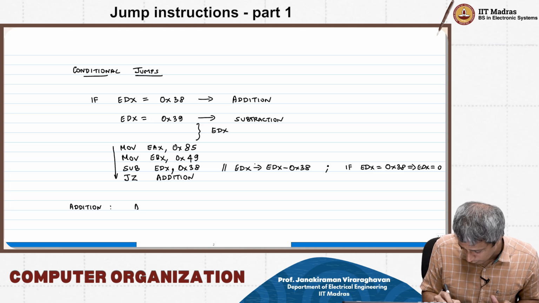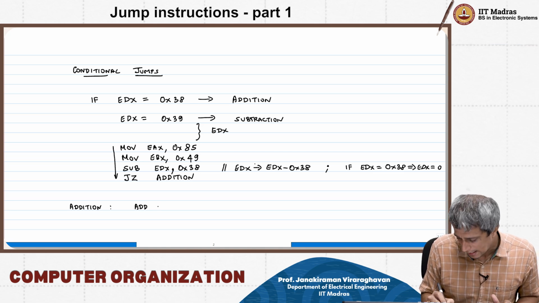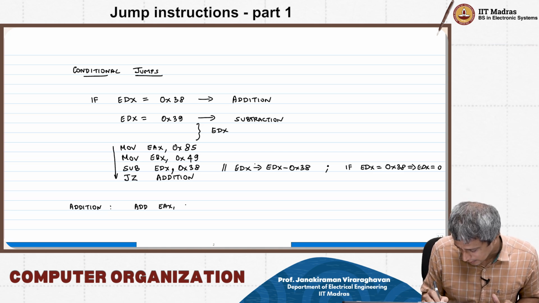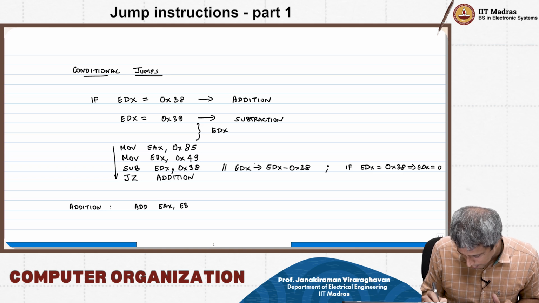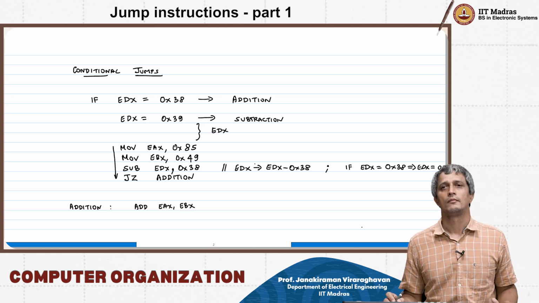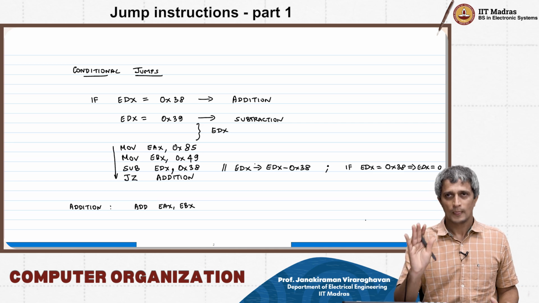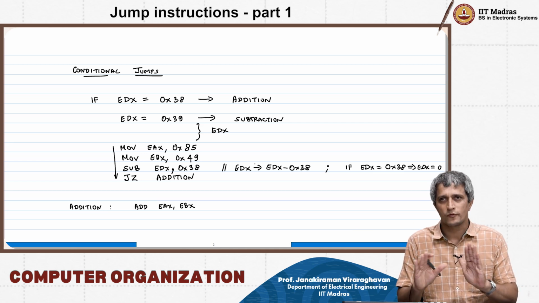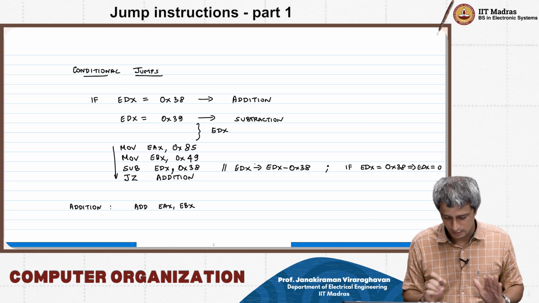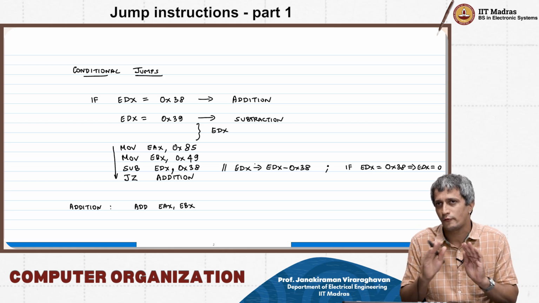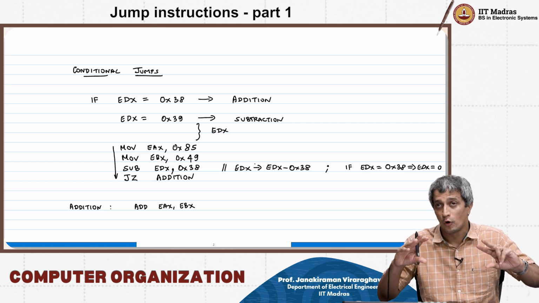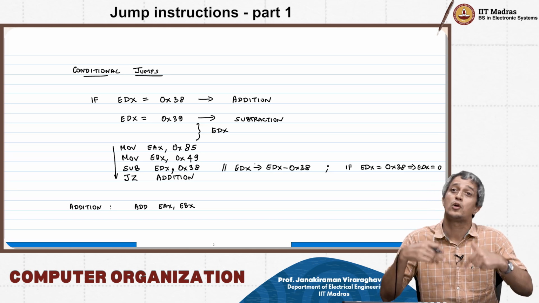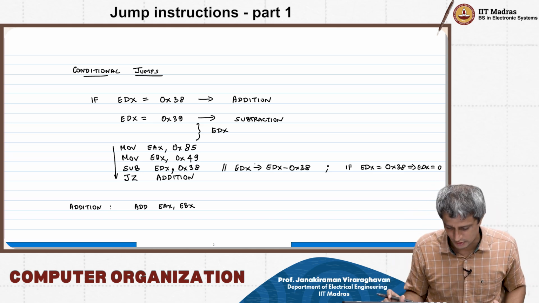So what will this piece of code do? Add EAX, EBX. Okay. So I'll complete this piece of code a little later. Remember, this is not complete. I've not even told you how the flow will come here, then go back. You know, there are a lot of problems, right?